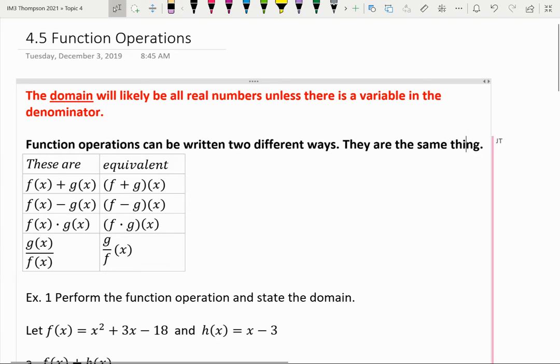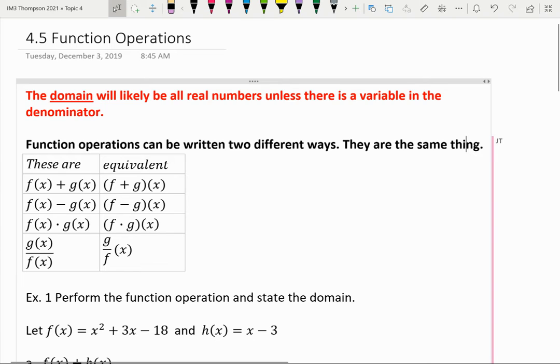Function operations can be written in two different ways. These are the same thing. The left column and the right column have the same exact meaning. This just says I'm taking a function and adding a function. It can be written either way, so be familiar with both ways. It just means that I'm adding two different functions.